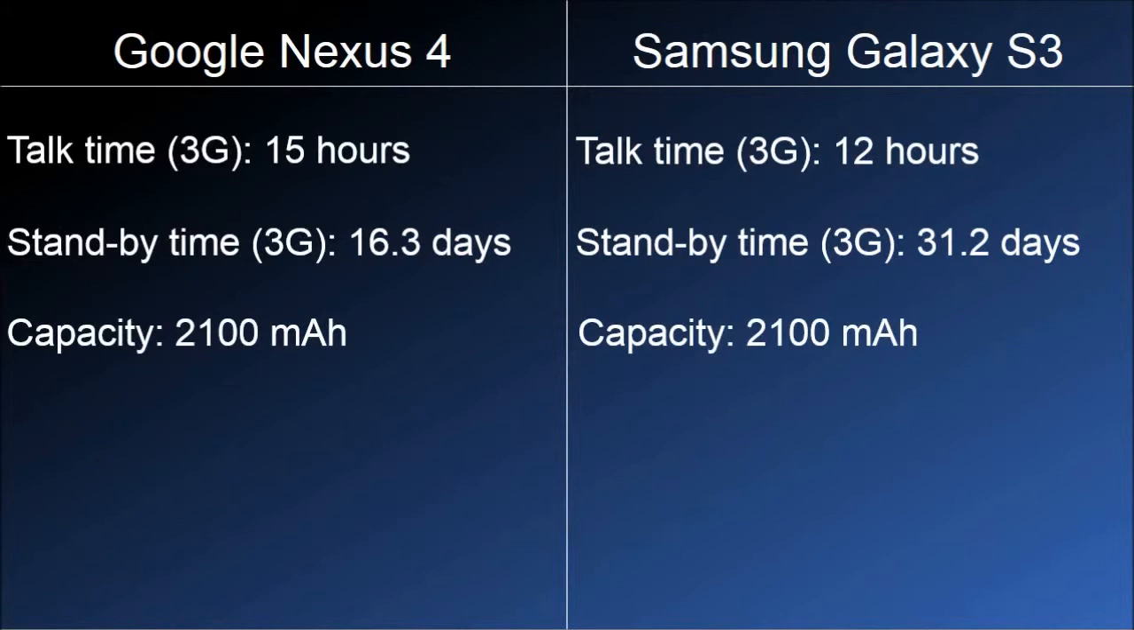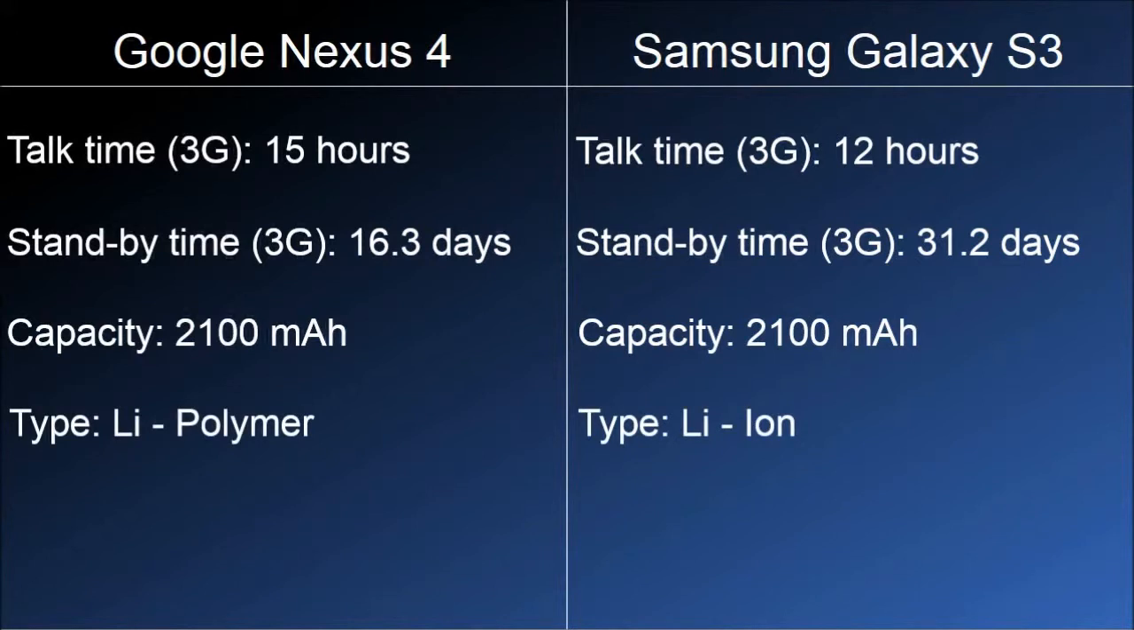The capacity of the batteries are both the same. They're both 2100 mAh batteries. However, the Google Nexus 4 is a lithium polymer battery compared to the lithium ion battery on the Samsung Galaxy S3. Now this doesn't really make too much of a difference, so I wouldn't be too bothered by that myself.